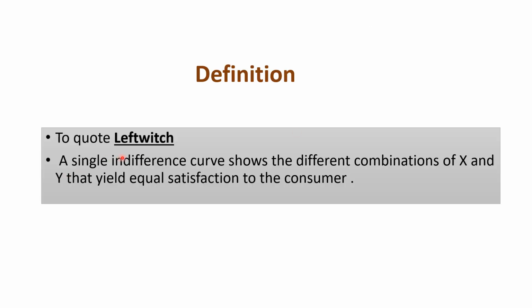Now, there would be many definitions given in the book. You can choose any one. According to Leftwich, a single indifference curve shows different combinations of x and y that yield equal satisfaction to the consumer. I have explained this to you bit by bit. So, there will be combinations of two goods x and y, and the combinations will be different, but the satisfaction will be equal on that one curve.